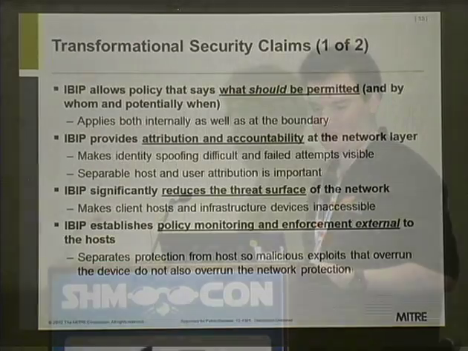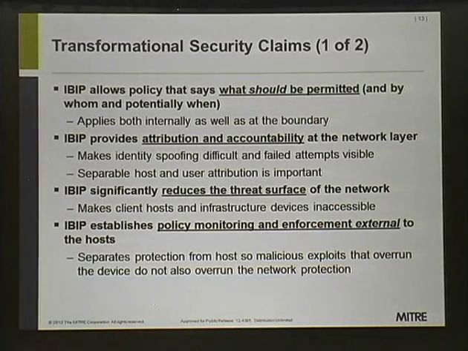All right, so IBIP allows policies to say sort of what is permitted and by whom. It provides attribution and accountability at the network layer. The attribution is down to the user and host by making identity spoofing difficult and failed attempts visible. This increases the confidence in this information. By making clients and infrastructures inaccessible, this reduces the threat surface of the network.